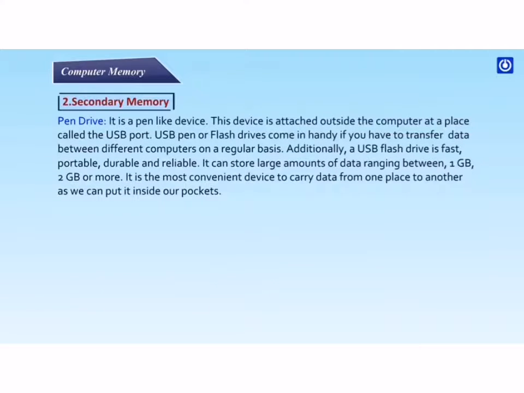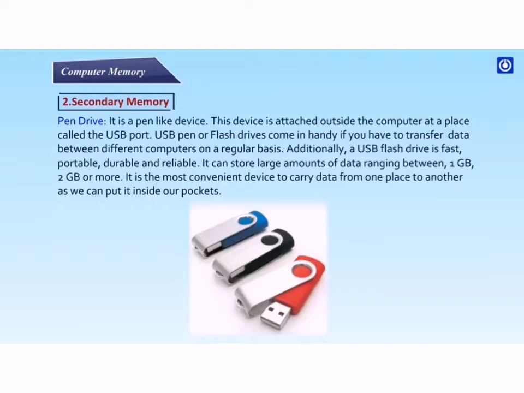Pen drive. It is a pen-like device. This device is attached outside the computer at a place called the USB port. USB pen or flash drives come in handy if you have to transfer data between different computers on a regular basis. Additionally, a USB flash drive is fast, portable, durable, and reliable. It can store large amounts of data ranging between 1 GB, 2 GB, or more. It is the most convenient device to carry data from one place to another as we can put it inside our pockets.